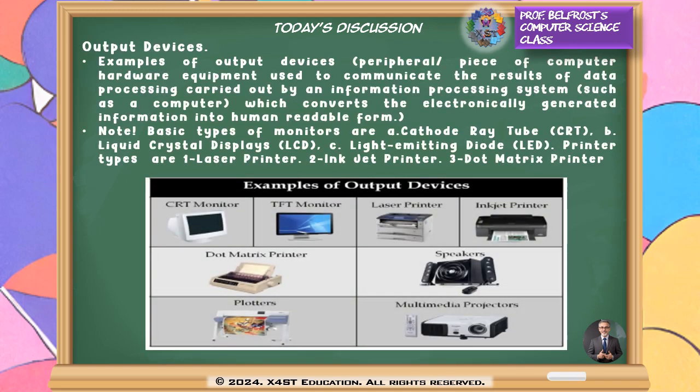Then we have the summary of output devices. Here are the output devices that we mostly use. We have the CRT monitor, maybe we don't use it anymore. CRT monitor, the cathode ray tube, TFT monitor, maybe we use it. Laser printer, inkjet printer, dot matrix printer, speakers, plotters, multimedia projectors.